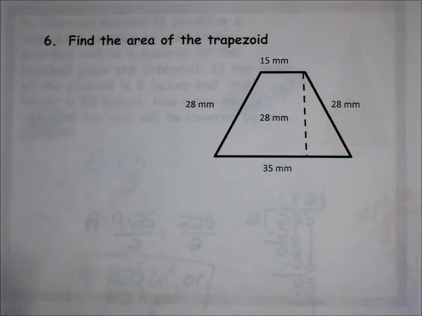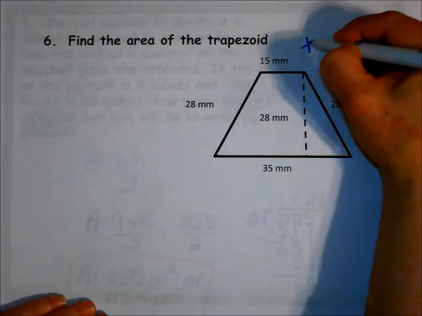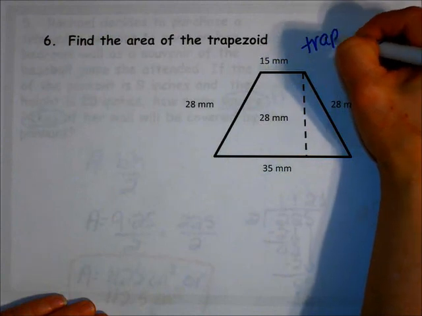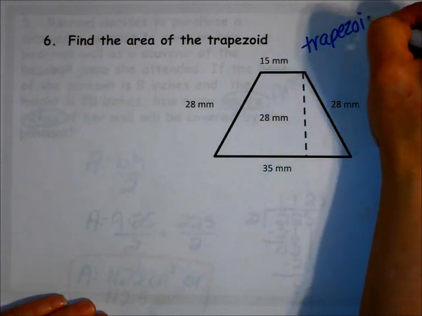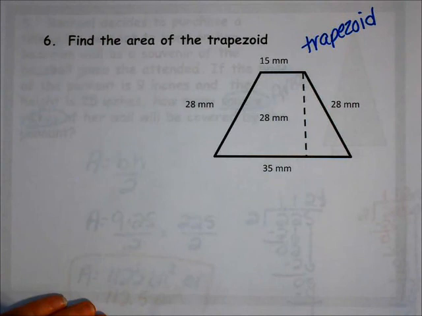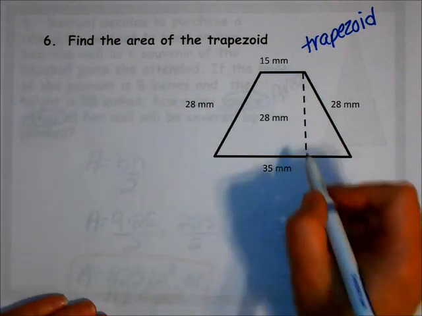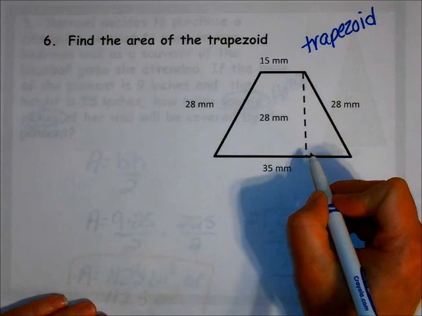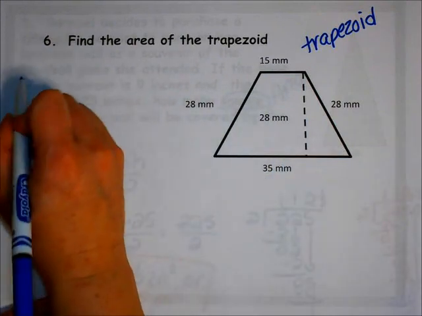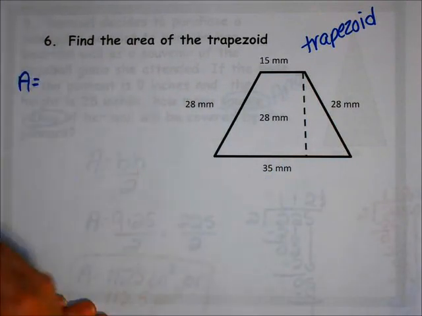Now let's try number 6. Number 6, if you'll notice, we're no longer working with triangles, we're working with a trapezoid. So I'm going to label it as a trapezoid. Please draw and label the trapezoid in your journal. So first, let's write our formula for area of a trapezoid. This is our long formula.